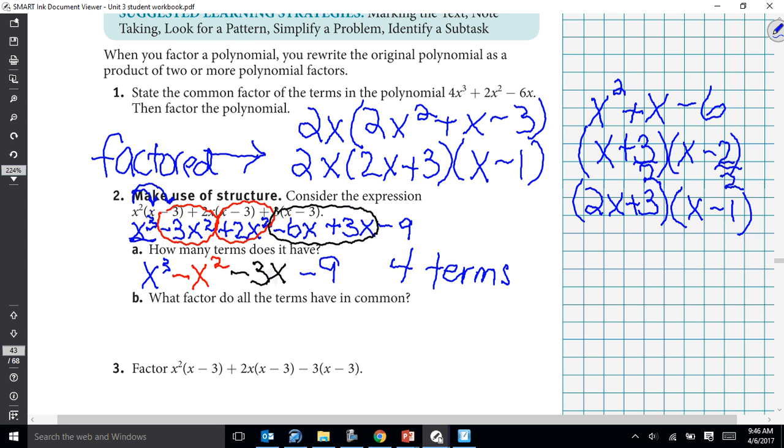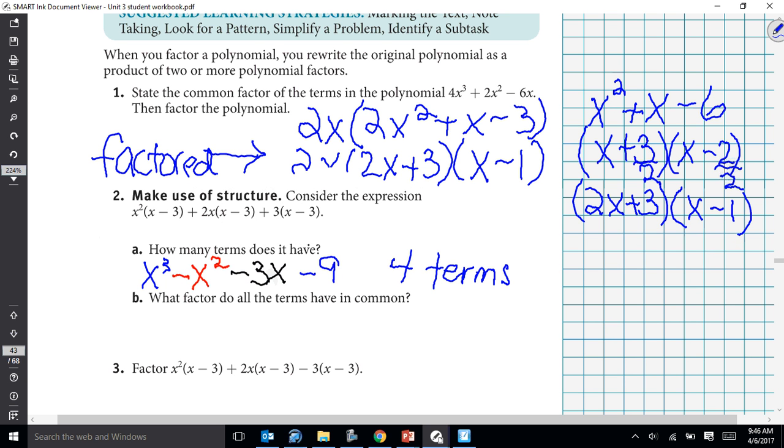So up here we had 3 pieces, but when we distributed, we had 4 terms. What's this form called when we start with the highest degree and go down? Standard form. So in standard form, we have four terms. What factor do all the terms have in common? So let's go back up to here. When it's in the factored state, what do each of the parentheses have in common? They have the x minus 3, right? So we have that x minus 3 there.